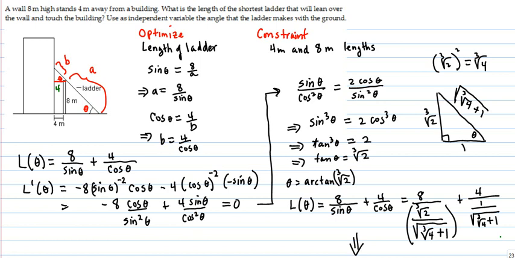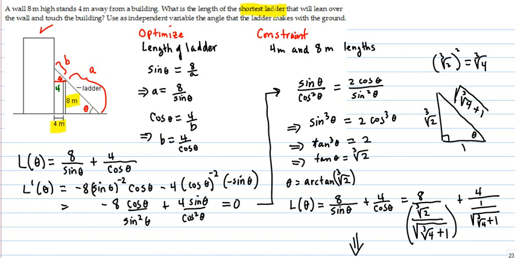This one is a pretty challenging problem. A wall 8 meters high stands 4 meters away from a building. So you're seeing this picture here. There's the 8 meters, there's the 4. What is the length of the shortest ladder that will lean over the wall and touch the building?